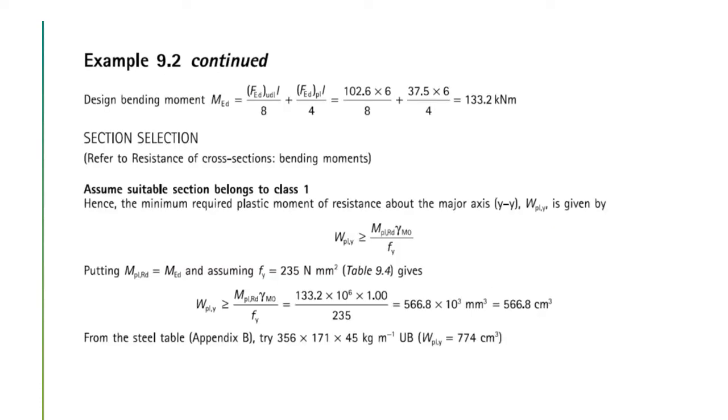Okay, next you need to calculate the design moment. So design moment MED for uniformly distributed load is equals to WL squared over 8, plus the moment for point load, which is P AB over L. Since the point load is located at the center, you also can simplify the equation to PL over 4. Okay, so from here we get that our design bending moment is equals 133 kilonewton meter.